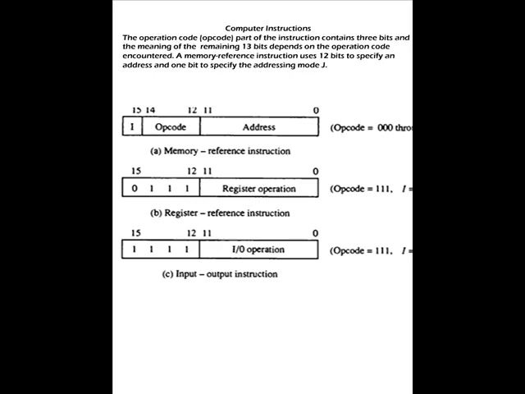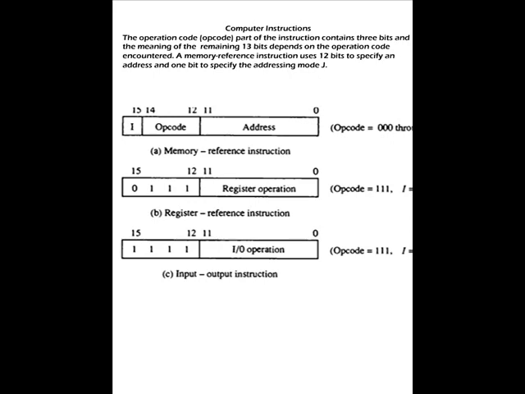If the opcode in bits 12 to 14 represents 0 to 6, it is a memory reference instruction. The 15th bit may be 1 or 0. If it is 0, it represents a direct address. If it is 1, it represents an indirect address.